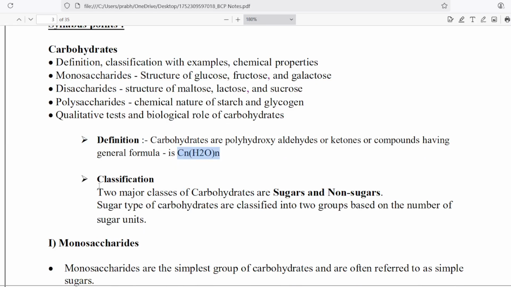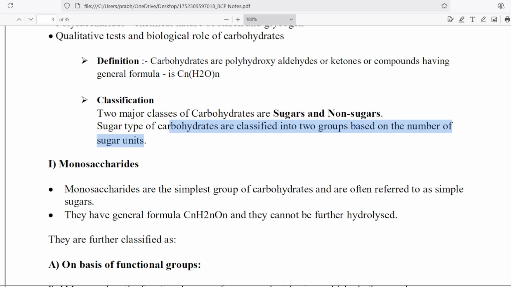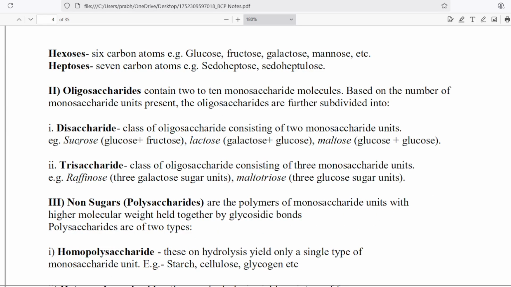CnH2nOn. Then the classification of the carbohydrates. So two major classes of carbohydrates are sugar and non-sugar. Sugar type of carbohydrates are classified into two groups based on the number of the sugar units. So in sugar part, two parts are divided. First is monosaccharide and next is oligosaccharide. The third part of this classification is the non-sugar, which is a polysaccharide.